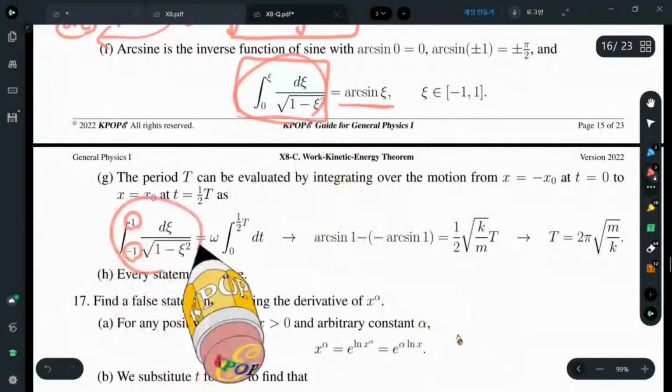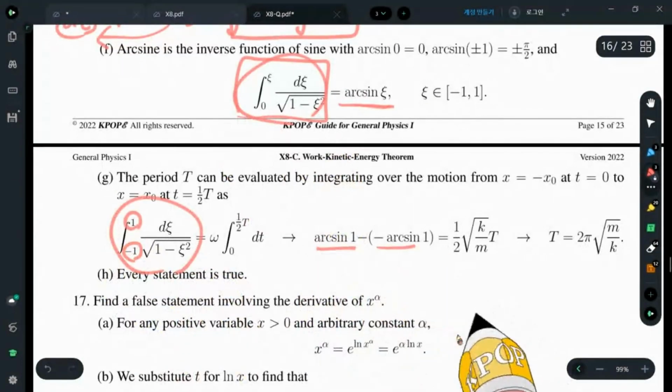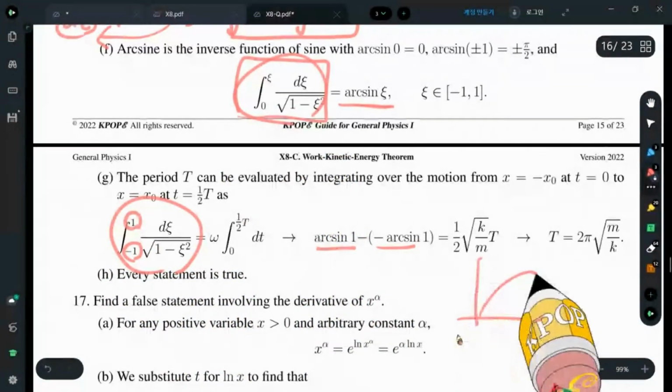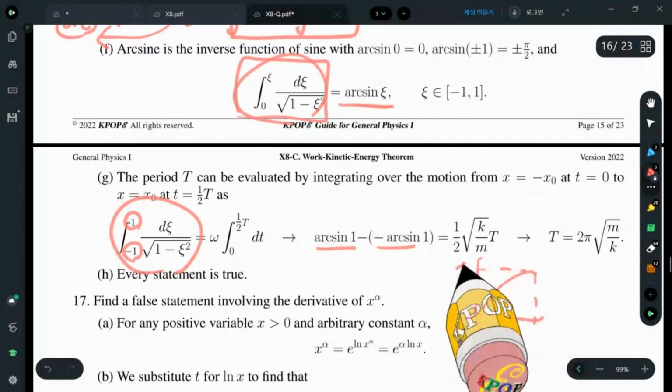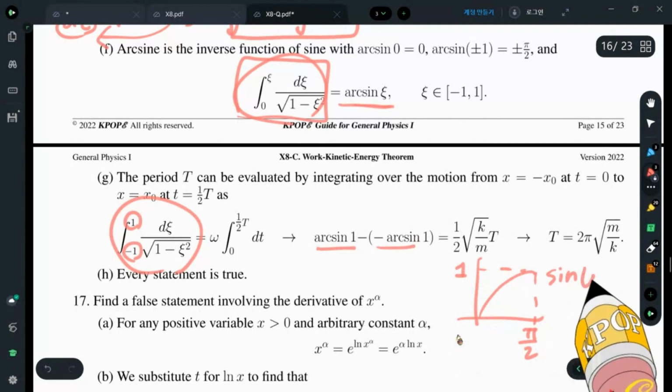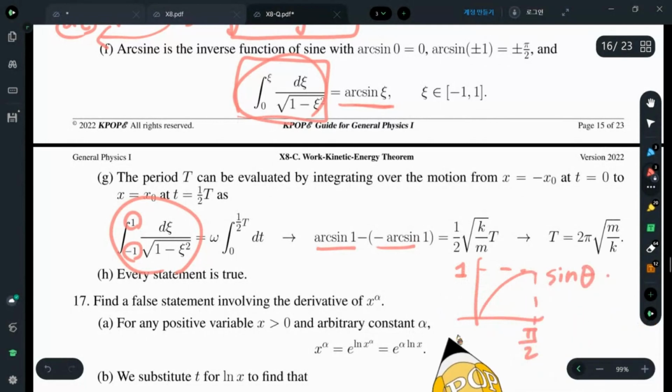And this integral is arc sine. You know, this is sine theta approaching 1 at half of pi. This is sine theta, so it is an inverse function, something like that. And it approaches half a pi, and the value at x equals 1.